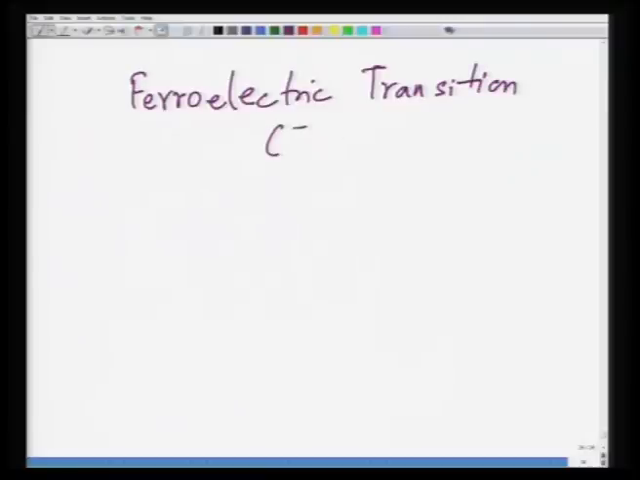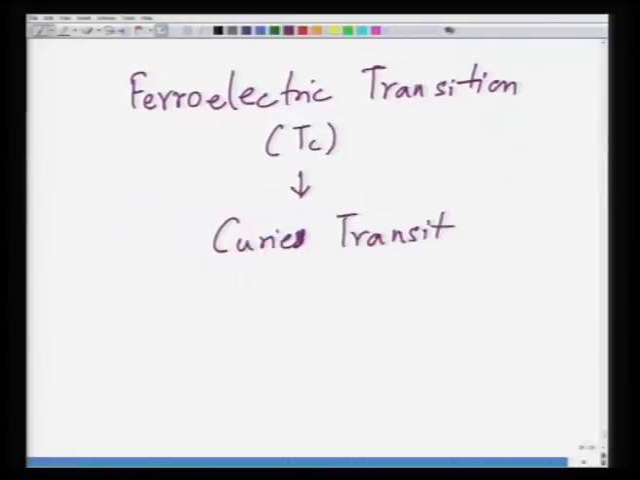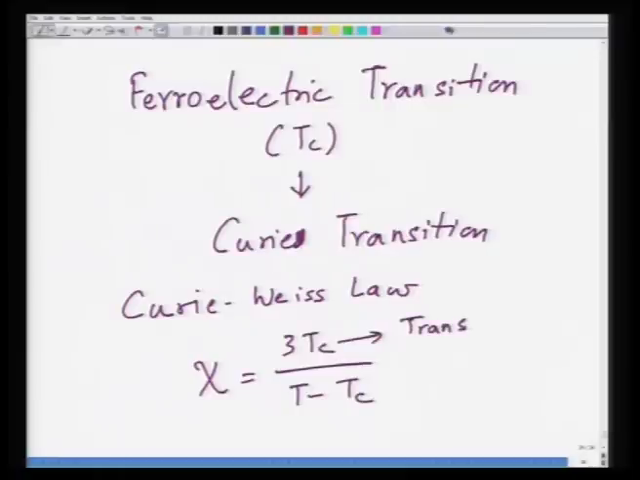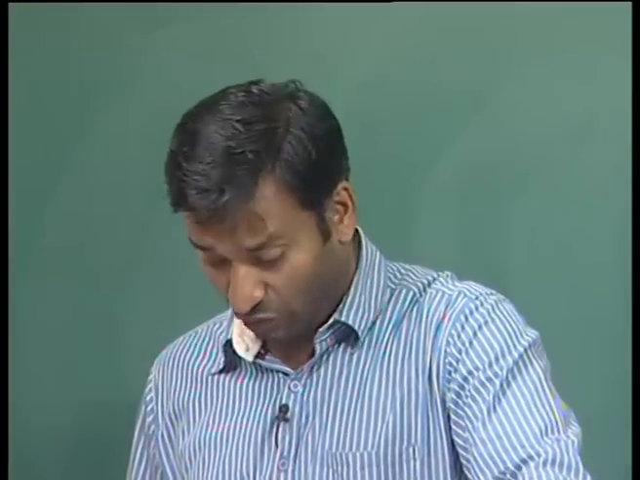and this ferroelectric transition occurs at a temperature Tc, and this is often called the Curie transition, which also means that these ferroelectric materials follow what is called the Curie-Weiss law. And this Curie-Weiss law is expressed as, so the susceptibility of the material you can express as 3 Tc divided by T minus Tc, where Tc is the transition temperature. And what it means is that these materials are ferroelectric at temperatures lower than Tc. At temperatures above Tc, they become non-ferroelectric or paraelectric in nature, losing all the permanent dipole moment.